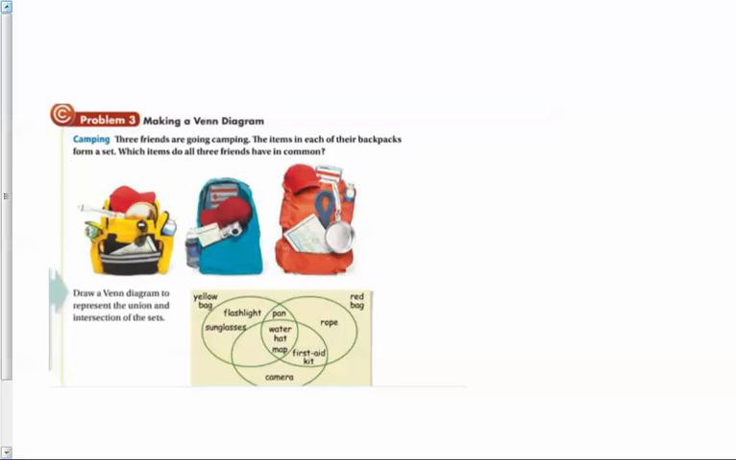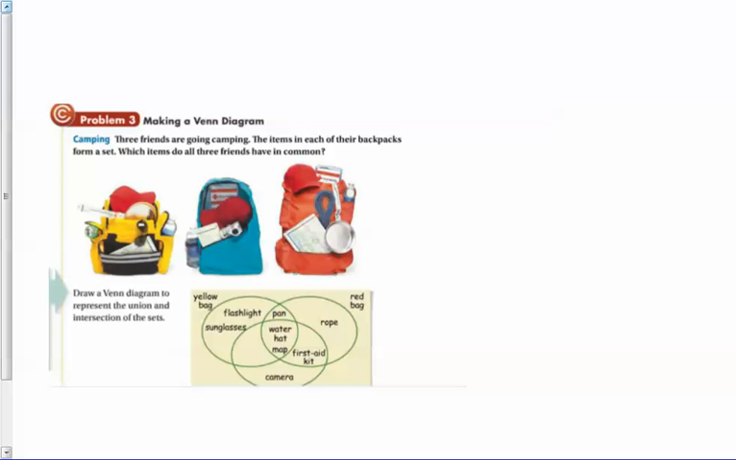Problem number 3. Making a Venn diagram. 3 friends are going camping. The items in each of their backpacks form a set. Which items do all 3 friends have in common? So you can look at this picture and you can see what they all have in common, or you can see that I drew a Venn diagram.